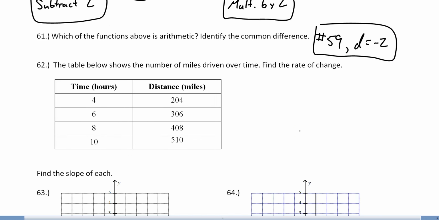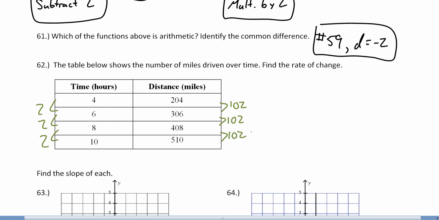This one, it says the table below shows the number of miles driven over time, and we want to find the rate of change. So again, the rate of change is just how the x is changing over how the y is changing. So when I look here, I went up by 2, and it looks like it's going up by 2 each time. Over here, it looks like this is going up by 102 each time.